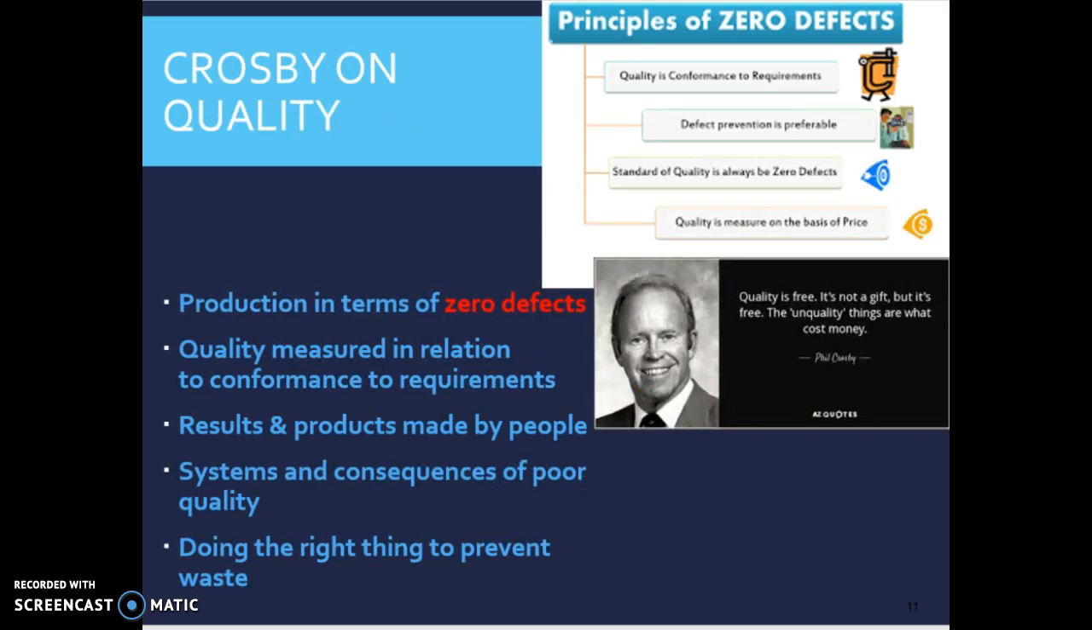Philip Crosby was another one of the quality gurus. His focus was on having 0 defects. Quality was measured in relationship to conformance to requirements. Results and products are made by people, and systems and consequences of poor quality had to be reviewed. A big tenet for him was that doing the right thing should always be done to prevent waste. So a lot of his philosophies or tenets for his way of doing quality were focused on this ability that we would get 0 defects.